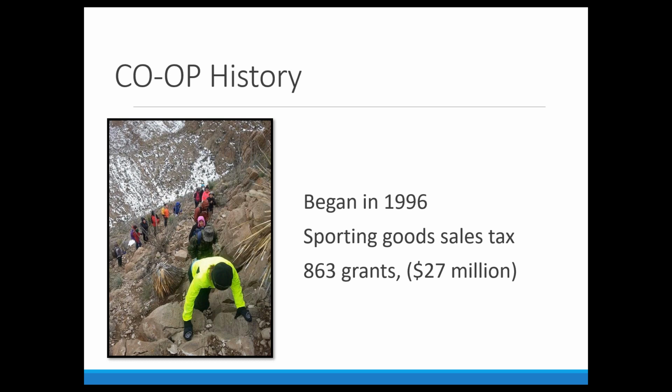So anytime organizations buy kayaks or camping gear, hunting gear, fishing gear, all of that, those types of expenses, a portion of those funds come back to support this program and our other state park initiatives as well. Since 1996, we've also given away 863 grants, and that amounts to a little over $27 million. So we've had a pretty big reach across the whole state of Texas.